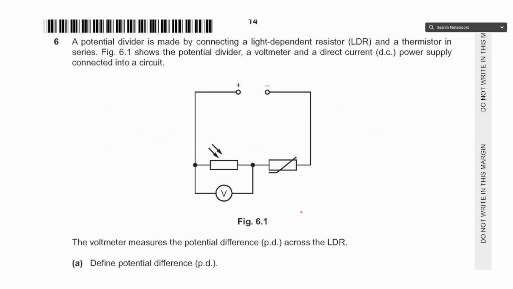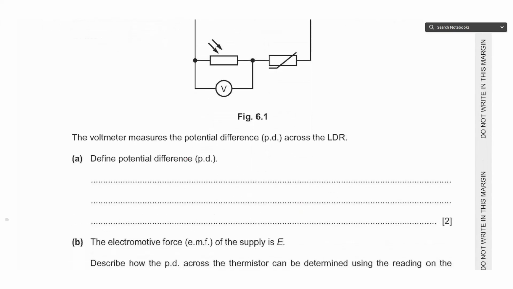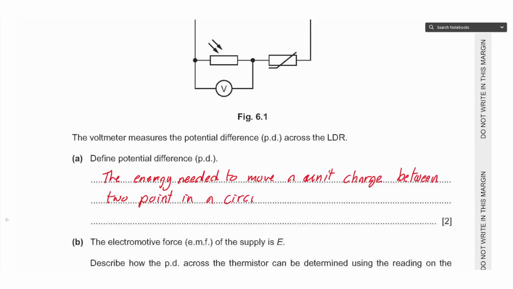Question 6 says a potential divider is made by connecting a light-dependent resistor and a thermistor in series. Figure 6.1 shows the potential divider, a voltmeter, and a direct current power supply connected into a circuit. The voltmeter measures the potential difference across the LDR. Define the potential difference. It is the energy needed to move a unit charge, which is 1 coulomb, between 2 points in a circuit.